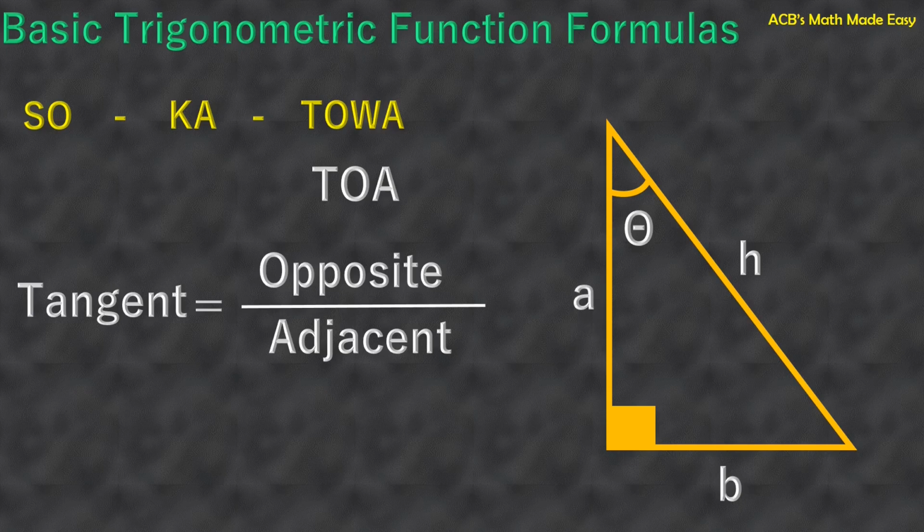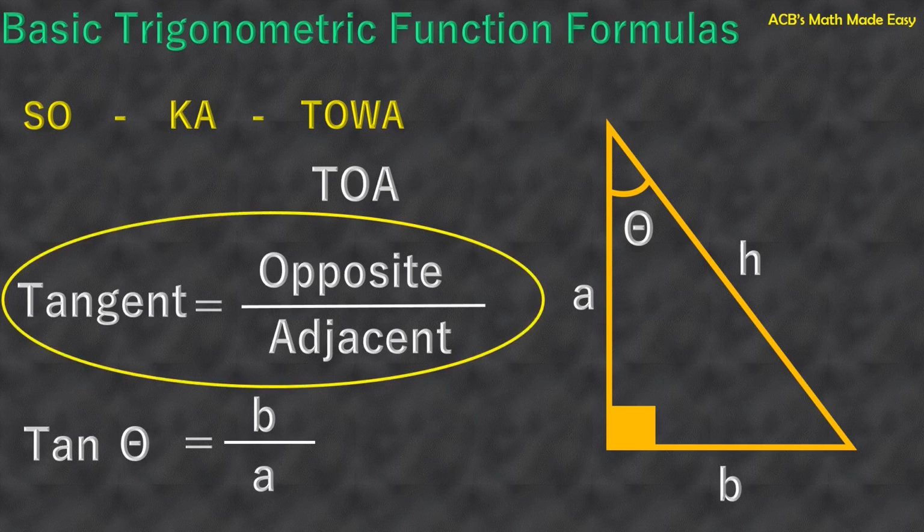We will apply the formula. Tangent theta equals, what is the opposite of theta? Yes, B, the base of the right triangle, over, what is the adjacent? Yes, adjacent is A. You have already memorized the formula of tangent. Tangent equals opposite over adjacent.